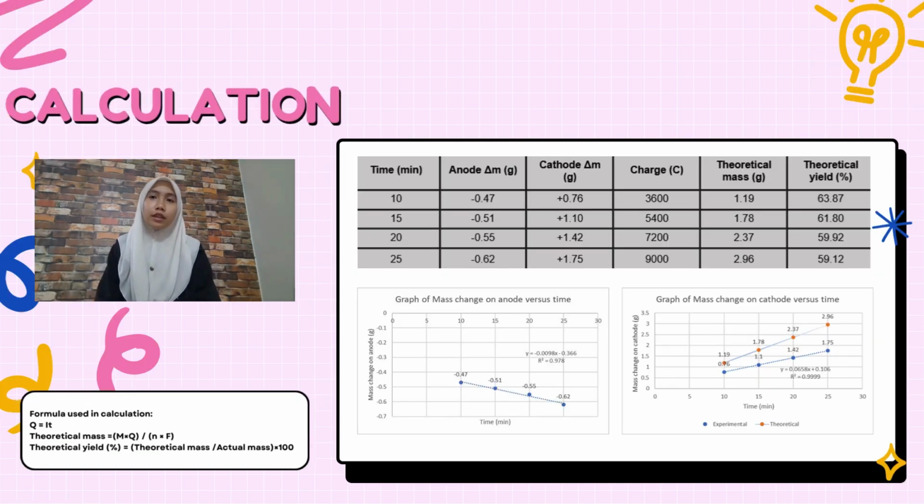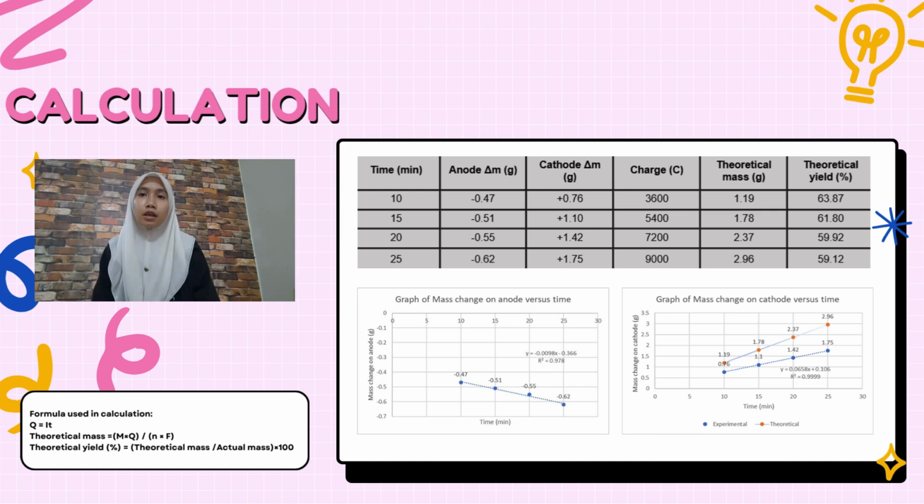For the calculation part of this experiment, we analyze the change in mass at both electrodes and the total charge passed, and compare the actual mass deposited to the theoretical mass predicted by Faraday's law. At each time interval, we calculated the change in mass at the cathode, delta M, which increases from positive 0.76 gram at 10 minutes to positive 1.75 gram at 25 minutes. The total charge passed, calculated by multiplying current and time, ranges from 3,600 coulomb to 9,000 coulomb.